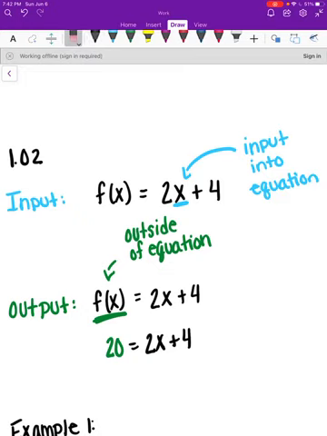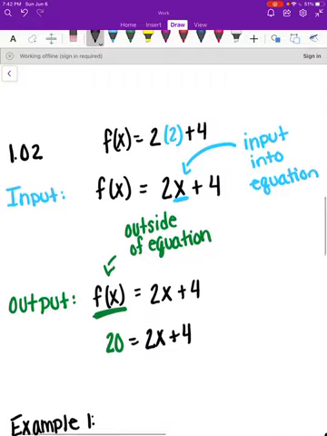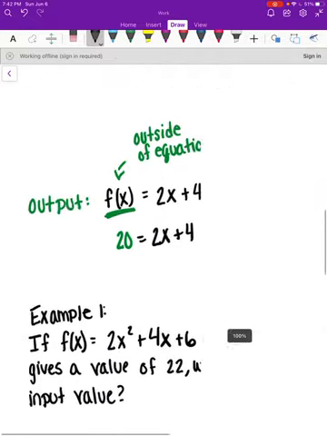Okay, so that's the difference between input and output. And actually, I'll leave my input up here where you can see it. Times 2 plus 4. Okay, those are the two big things you need to know for this section. So let's do a couple of examples.